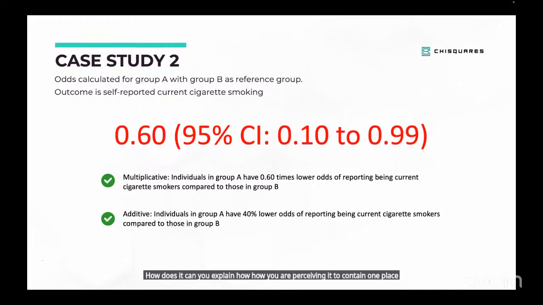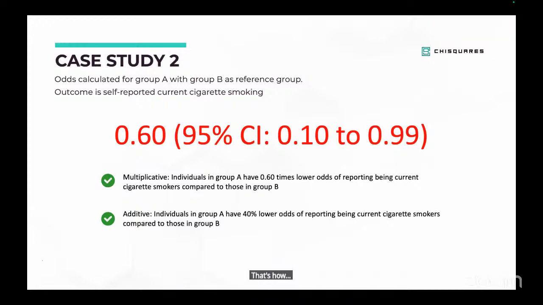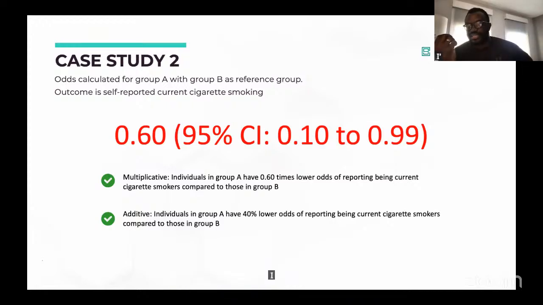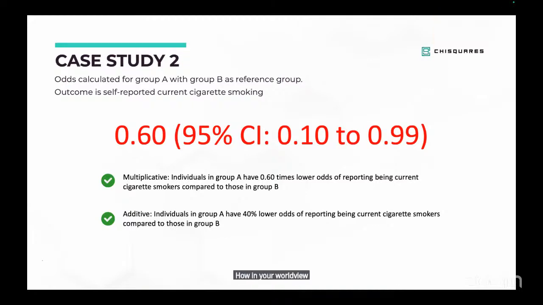Okay, we say when the confidence interval has one, it is statistically not significant. Yes, but in this result, the odds ratio is 0.6, and the confidence interval has one in the middle. I'm trying to understand how it includes one in how you are looking at it. Can you explain to us how in your worldview it includes 0.1?